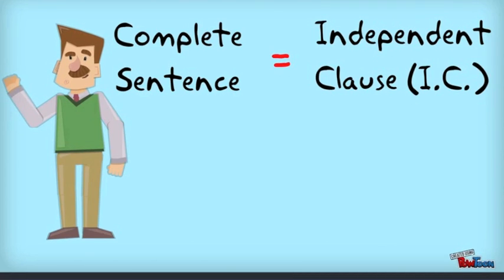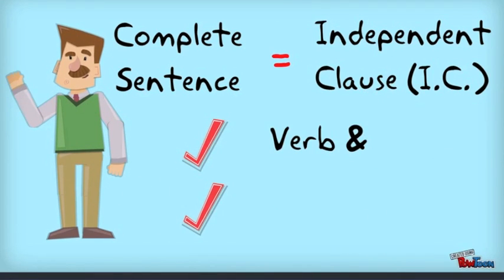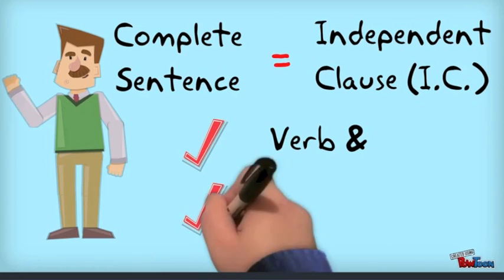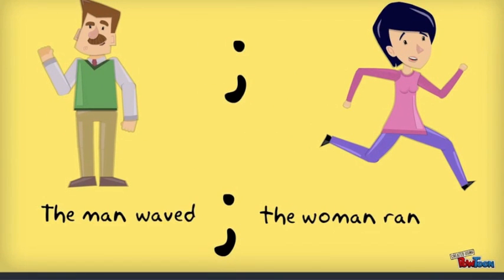So to have a complete sentence or an independent clause, you need two things. First, you need to have a verb, and then you need to have a subject that pairs with that verb. So you need a verb and subject pair to have a complete sentence, or in other words, an independent clause. So let's go back to a rather simplistic example of the man and the woman. The man waved, the woman ran away.